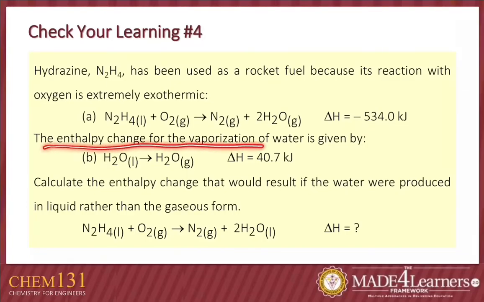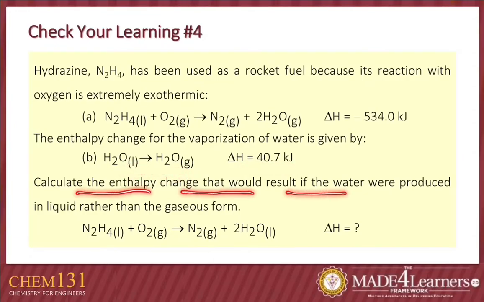The enthalpy change for the vaporization of water, meaning from liquid to gas, is given in the equation as 40.7 kilojoules, meaning in turning liquid to gas, it absorbs heat. So, it is positive 40.7 kilojoules. So, we are to calculate the enthalpy change that would result if the water were produced in liquid rather than in the gaseous form.